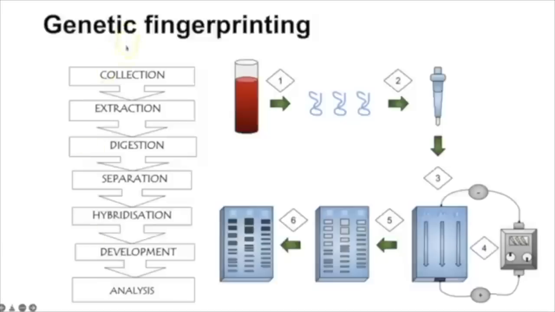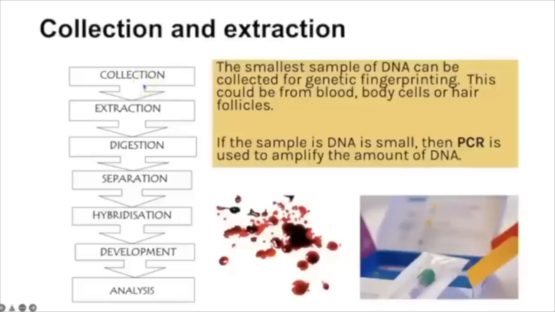Now, genetic fingerprinting is split into these stages. So we'll go through collection, extraction, digestion, separation, hybridization, development, and analysis. Now, collection just means collecting the DNA sample. And if this was a crime scene, well, you have to collect whatever you happen to have. If this is a collection to do a paternity test, you might take the DNA from white blood cells, or it could be DNA from a cheek swab sample, for example.